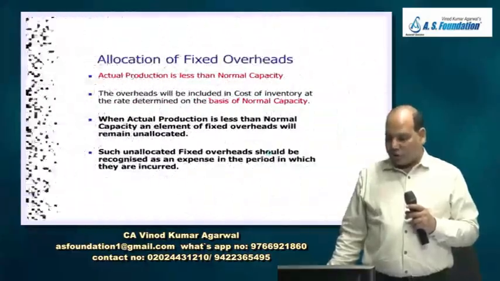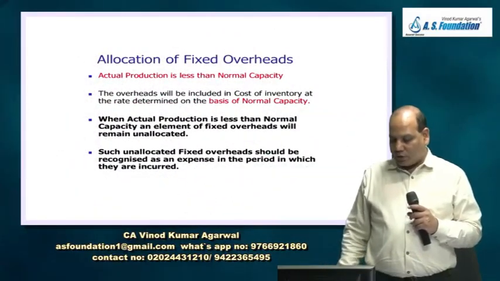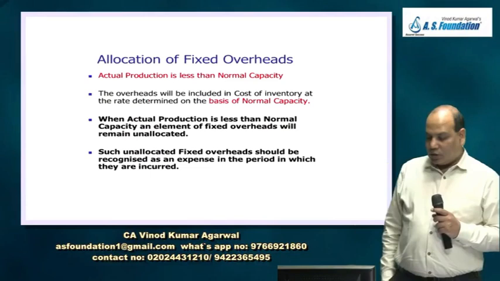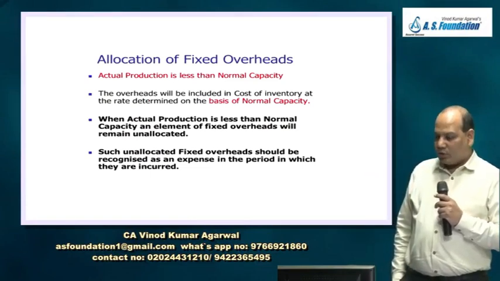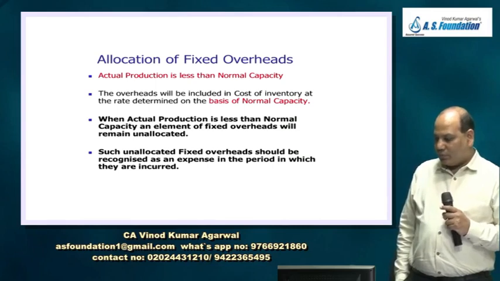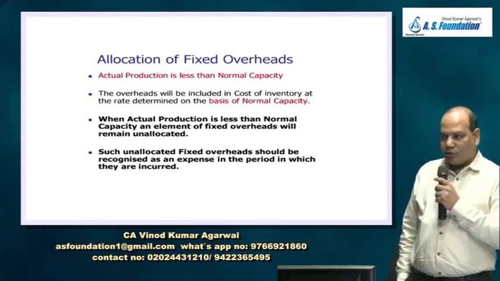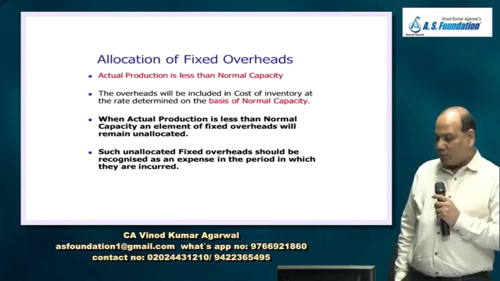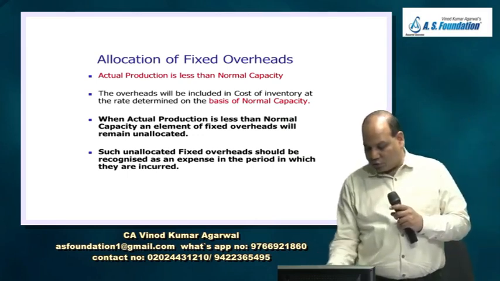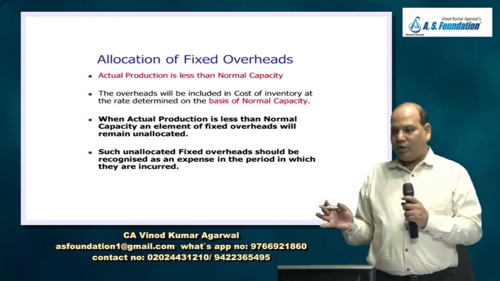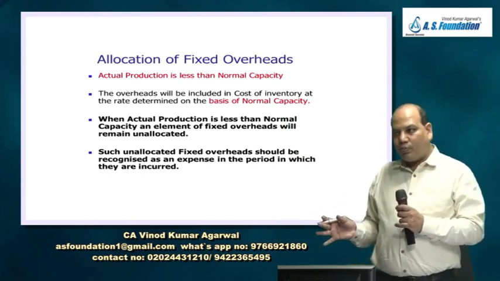Right. Case 2. You have to understand case 2 and case 3 and the logic of that. Case 2 says that actual production is less than normal capacity. Then in that case, you have to allocate the fixed overhead on the basis of normal capacity, not on the basis of actual capacity. Otherwise, your inventory will be overvalued.